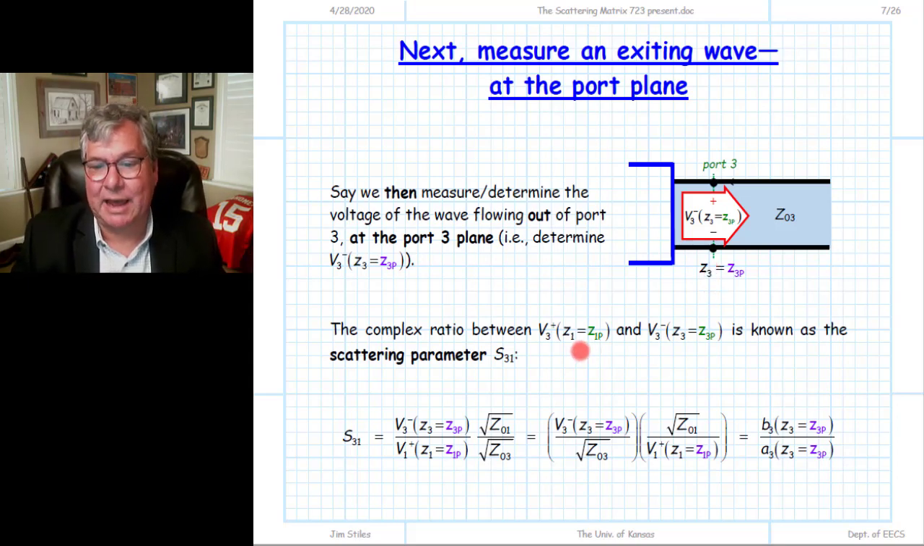For the example, we had an incident wave at port 1, and we have an exiting wave now at port 3. That should be the complex ratio between V3 minus and V1 plus. There should be a 1.